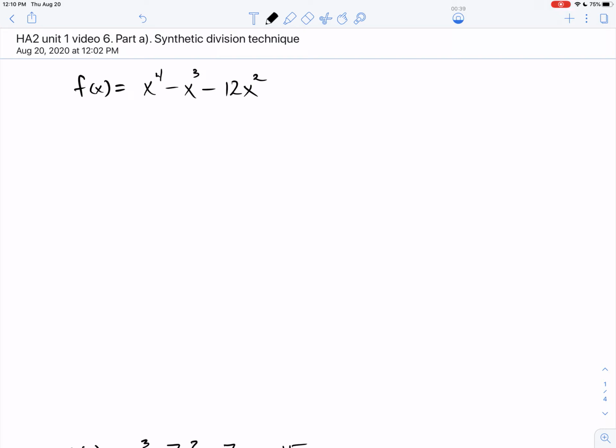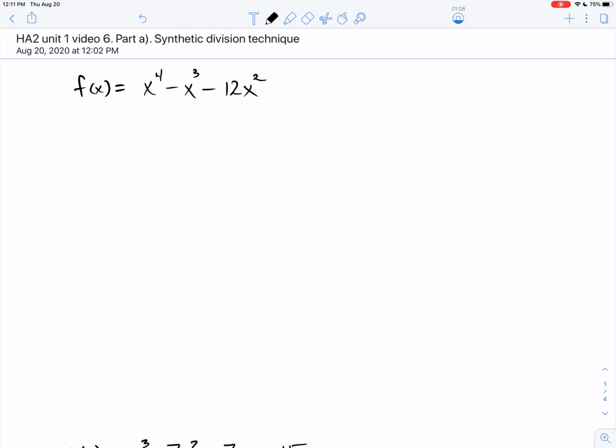Now this very first problem, f of x equals x to the fourth minus x cubed minus 12x squared, is not a synthetic division problem. But I want to compare it so that you understand why synthetic division actually exists. So here we go. This one actually springboards right off of the last lesson. This is a polynomial function. It is in pre-factored form.